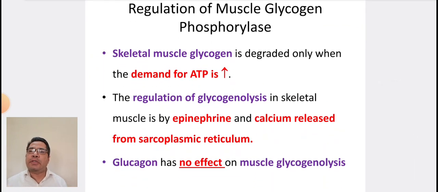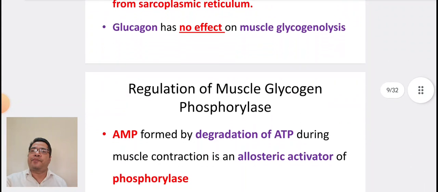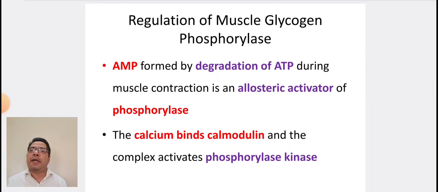Coming to the next point, regulation of muscle glycogen phosphorylase. Skeletal muscle glycogen is degraded only when the demand for ATP is high. The regulation of glycogenolysis in skeletal muscle is by epinephrine and calcium released from sarcoplasmic reticulum. Glucagon has no effect on muscle glycogenolysis. AMP formed by degradation of ATP during muscle contraction is an allosteric activator of phosphorylase. The calcium binds calmodulin, and the complex activates phosphorylase kinase.